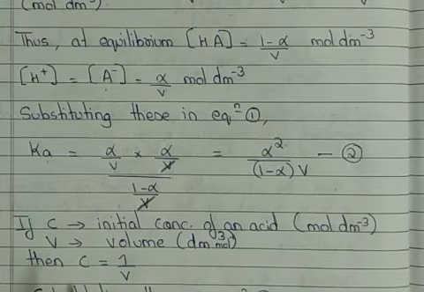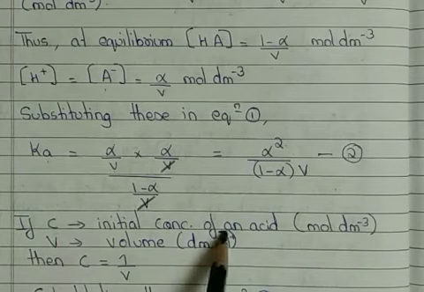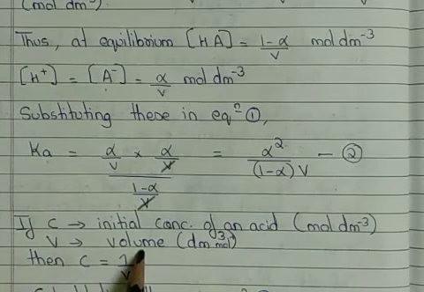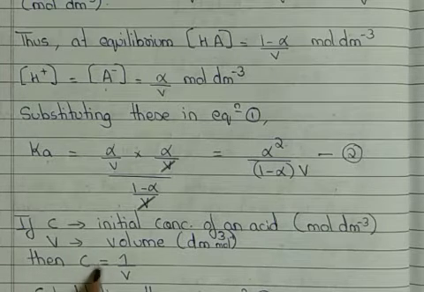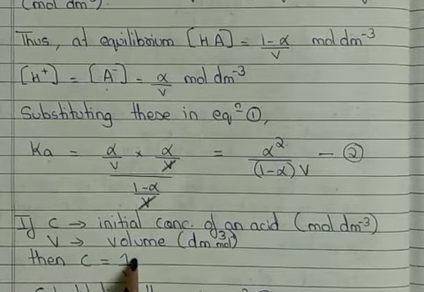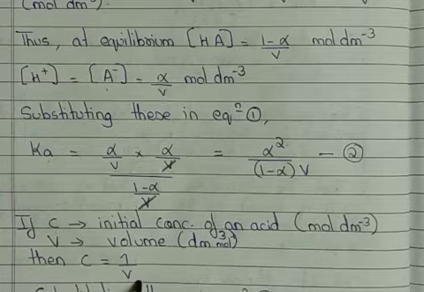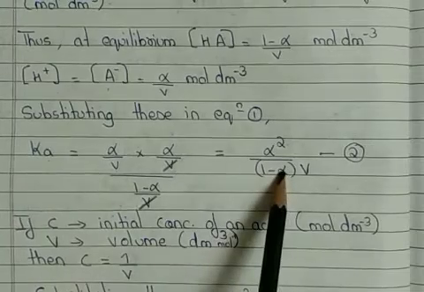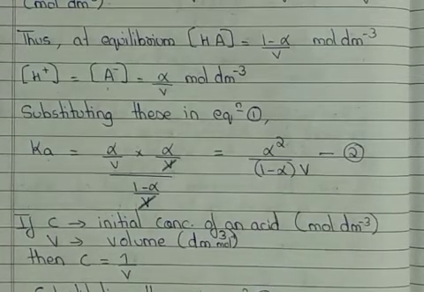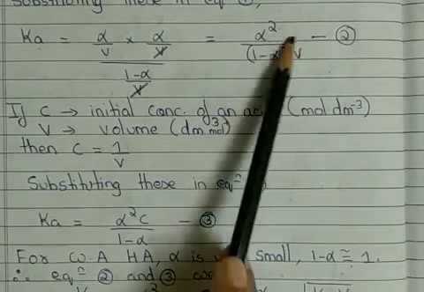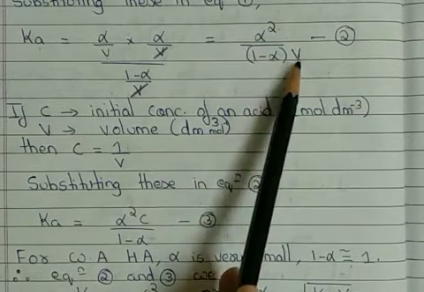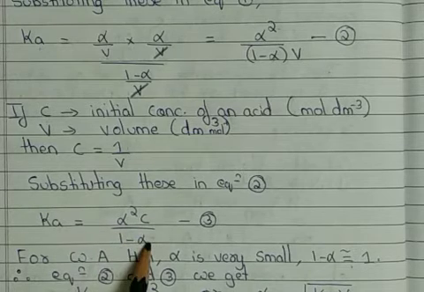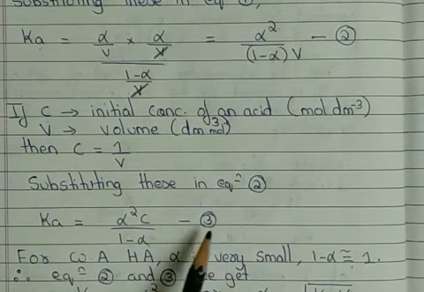Now in this, if I consider C as the initial concentration of the acid, which is of course mole per dm cube, and V is our volume, then C equals 1 by V, that is 1 mole in V dm cube of volume. So if I substitute 1 by V as C in this equation, our 1 by V will be replaced by C, and our equation will become Ka equals alpha square into C upon 1 minus alpha. Let us take this as equation 3.